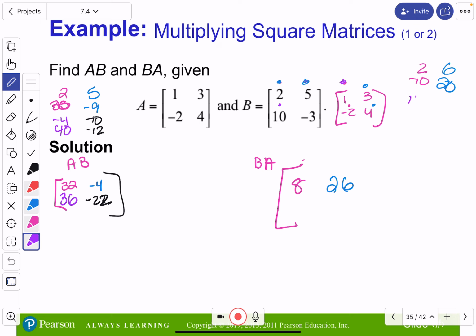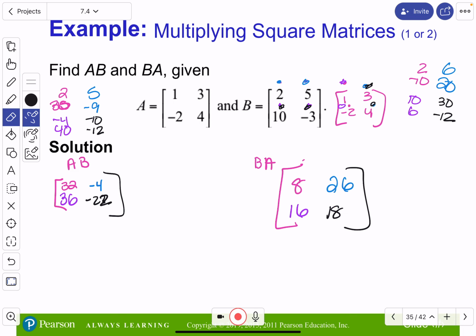10 times 1 is 10. Negative 3 times negative 2 is 6. So that gives us 16. And 10 times 3 is 30. Negative 3 times 4 is negative 12. So that gives us 18. So unlike regular multiplication, the reverse on this is not the same. You do get a different answer depending on which one you put first.